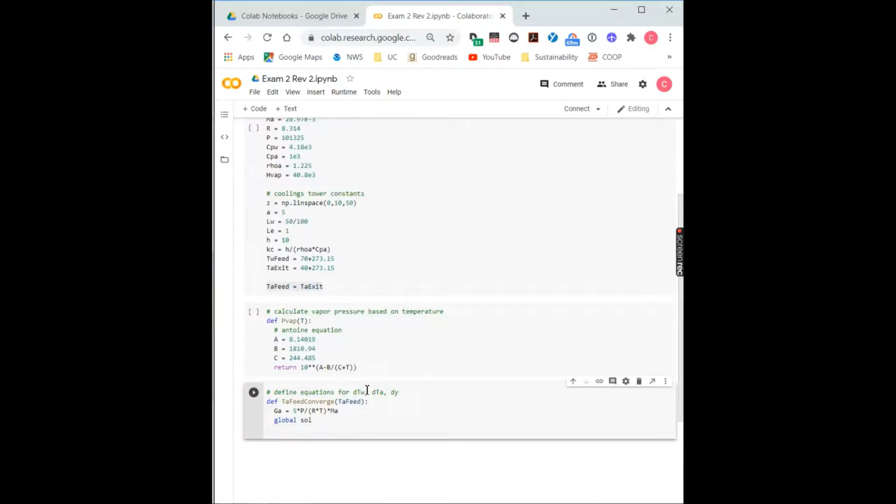So within our TA feed converge function, we need to have another function that will define the differential equations that we're trying to solve based on this TA feed variable that we are calculating. And this function will have a vector v, which will have 3 values that we're solving for. The first value in the vector will be our mole fraction. The second value in the vector will be our temperature of the water, and our third value will be the temperature of the air. So we're defining a function dv.